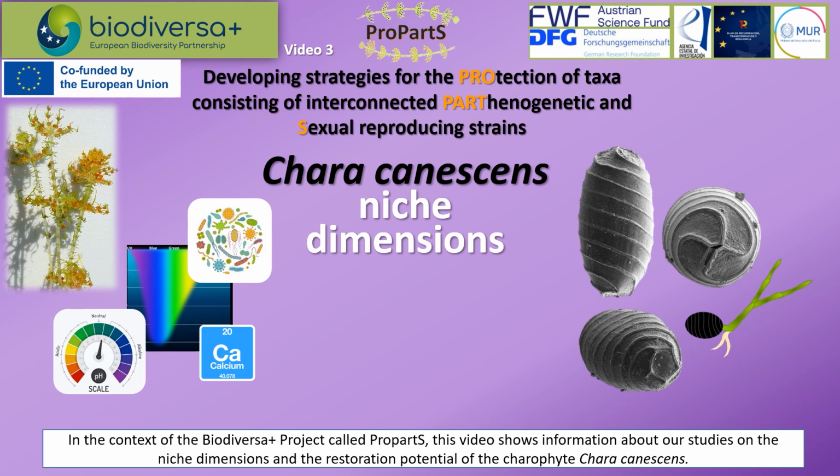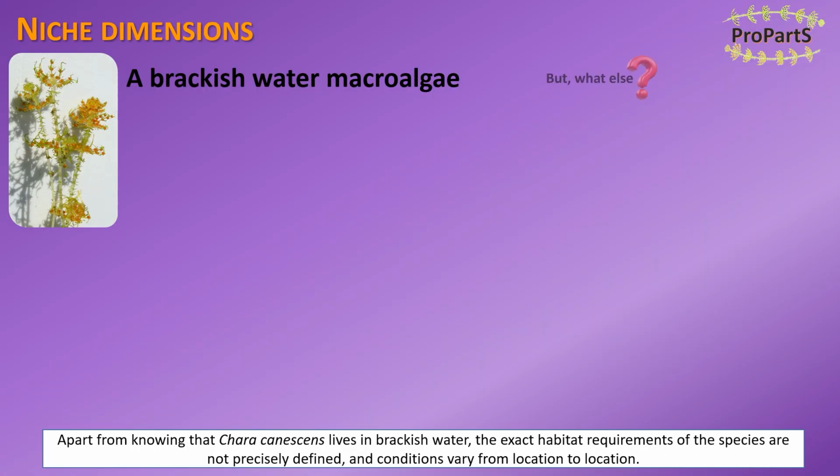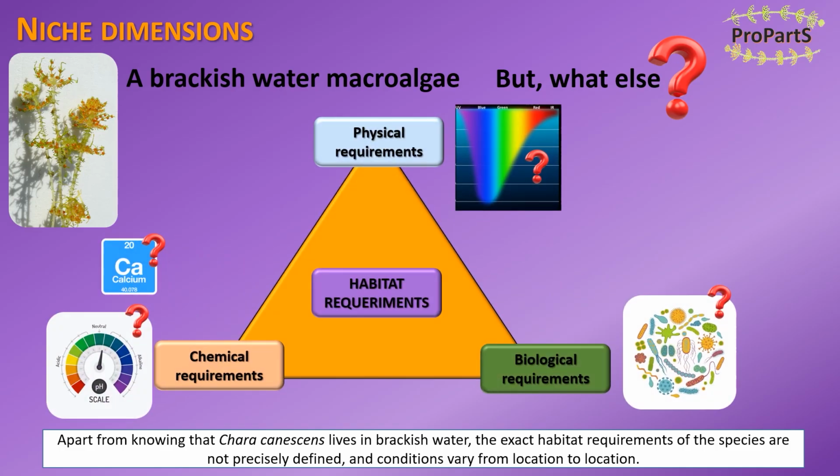In the context of the Biodiversa Plus project called ProPartS, this video shows information about our studies on the niche dimensions and the restoration potential of the charophyte Chara canescens. Apart from knowing that Chara canescens lives in brackish water, the exact habitat requirements of the species are not precisely defined, and conditions vary from location to location.